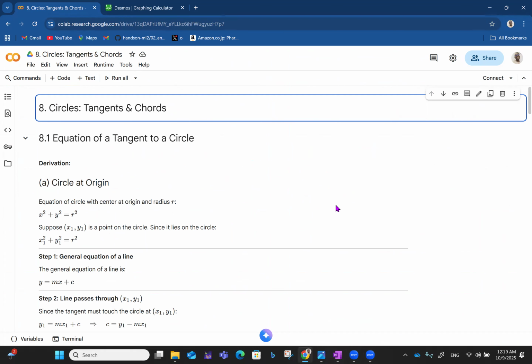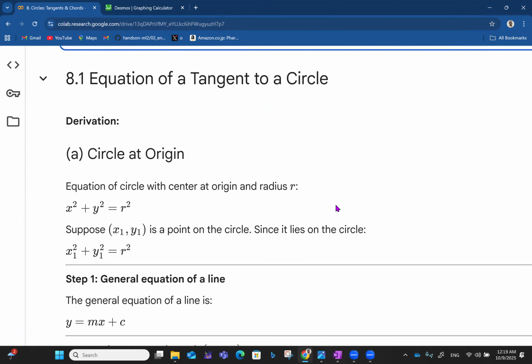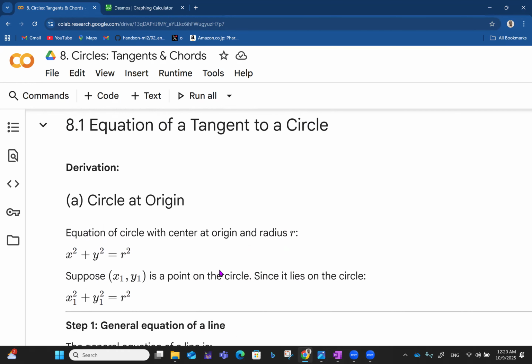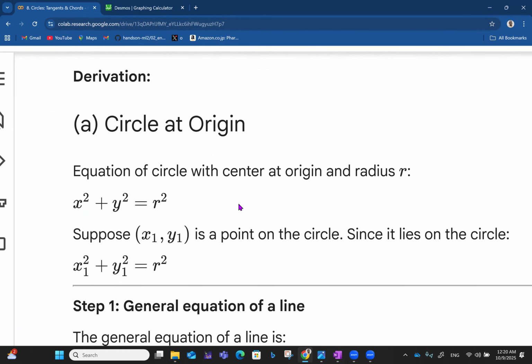So tangents and chords. Talking about the equation of a tangent and chords, first of all, we talk about the equation of a tangent to a circle. We already know the equation of a circle with center at the origin to be x squared plus y squared equals r squared. So we want to derive the equation of a tangent to a circle. I'll just go through the derivation, and I won't bother writing it out because it's all written here. The equation of a tangent to a circle. The circle with center at origin and radius r is x squared plus y squared equals r squared.